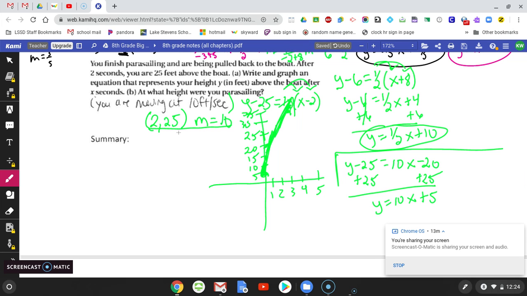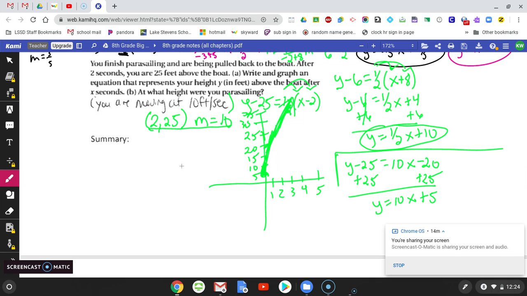Okay, so what height were you parasailing? It means you started at a height of 5 feet. And after 3 seconds, you would be at a height of 35 feet and so forth. So it depends on what time frame they were asking at what your height is going to be. So you can tell them the height now at any time. 0 seconds, 1 second, 2 seconds, 3 seconds, and so forth.